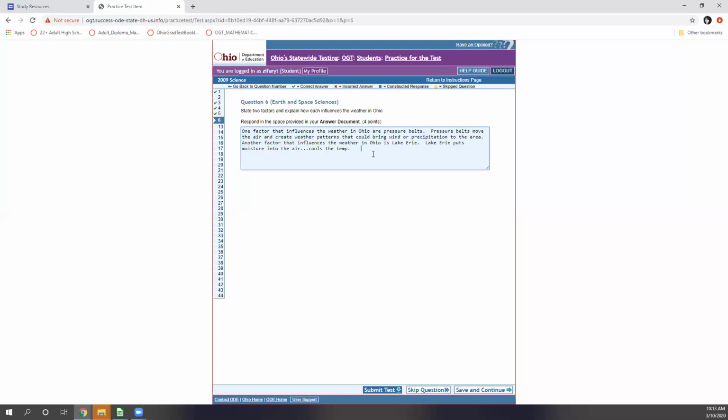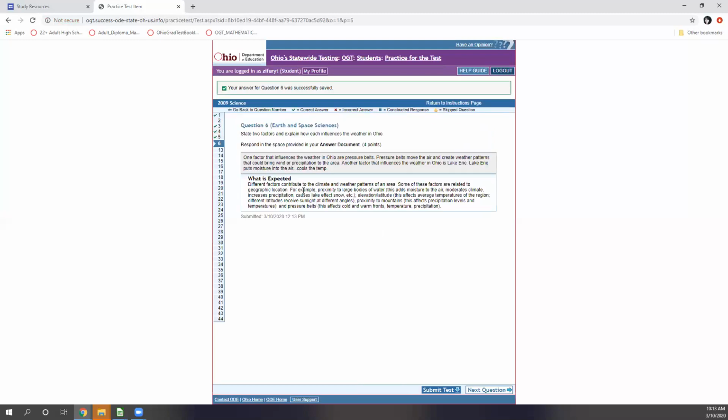Another thing I want you to pay attention to is that this is 4 points. That number of points can give you a good indication of how many sentences you're going to write or how many pieces there are to the question. So pay attention to that. So we're going to move forward.